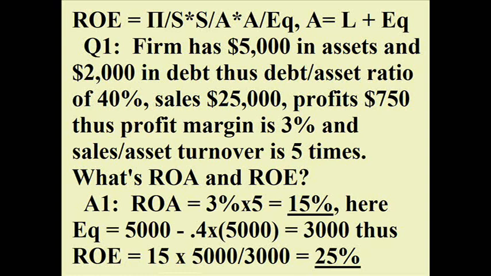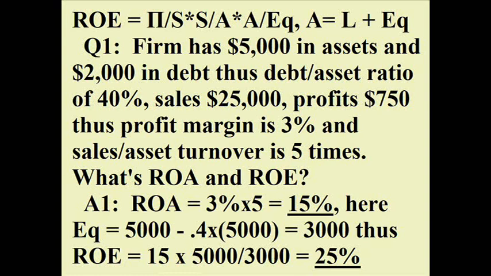In this first example, we're going to have a firm with $5,000 in assets, $2,000 in debt, thus $3,000 in equity. The debt-asset ratio would also, by the way, be 40%, the 2 over the 5. They have sales of $25,000, profits of $750. You know what? We're not going to use those figures. And we have a profit margin of 3%, notice that checks, and a sales-asset turnover of 5 times, and that checks. We want the ROA, the ROE.